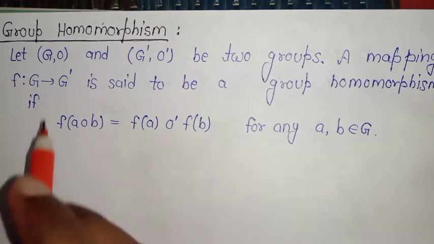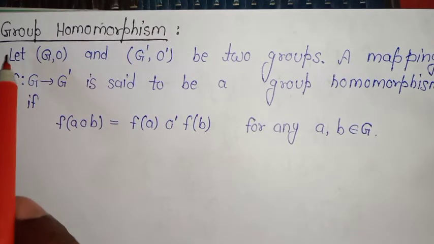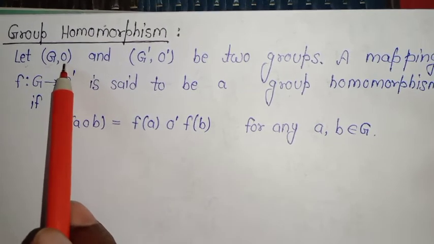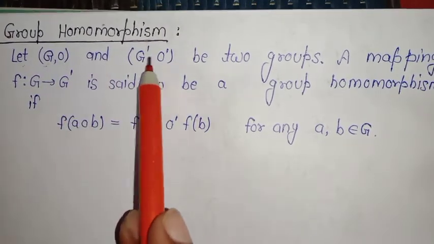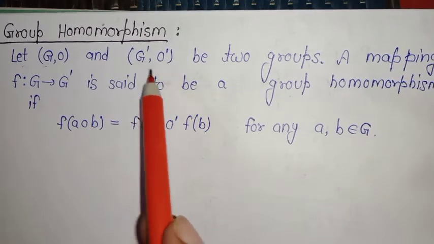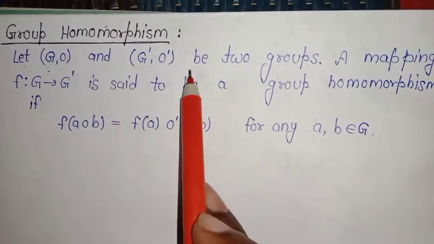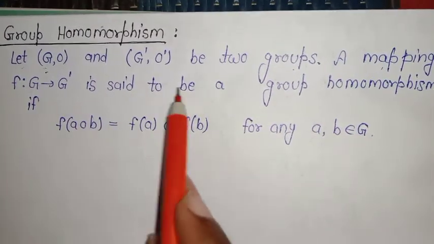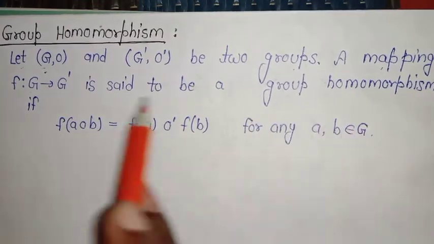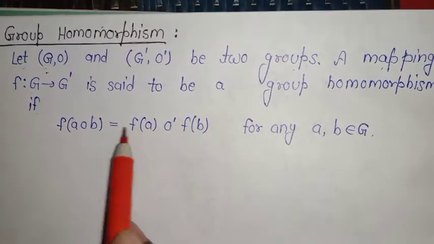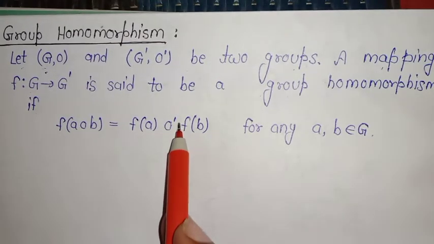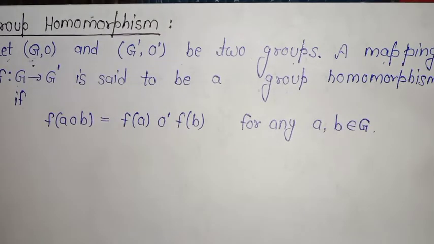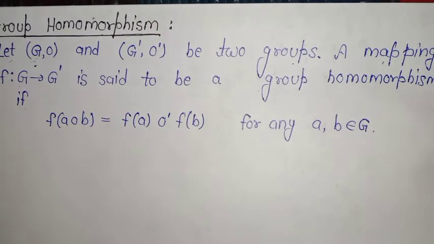So we will start from the definition of group homomorphism. Let (G, o) be the first group with the binary operation o, and (G', o') the second group with the binary operation o'. Let (G, o) and (G', o') be two groups. A mapping f from G to G' is said to be a group homomorphism if f(a o b) = f(a) o' f(b) for any a, b belonging to G. In a straightforward way, we can say that it preserves the group operation.